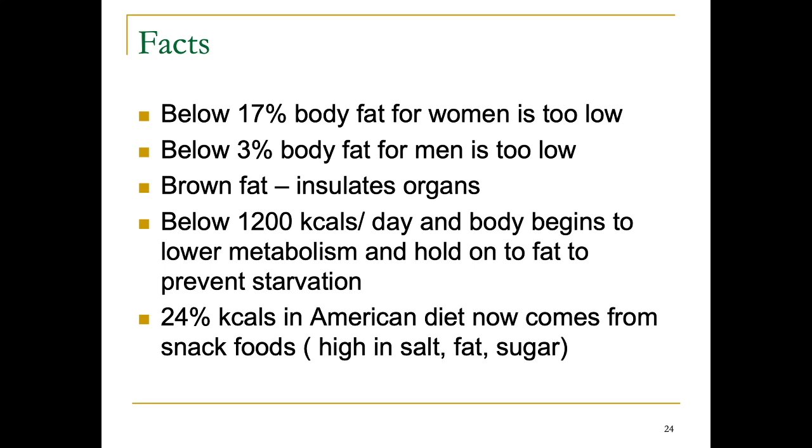Another interesting statistic is that 24% of calories in the American diet come from snack foods, which are high in salt, fat, and sugar. This combination of this type of food is very bad for you in terms of providing you the exact wrong type of calories, especially if you're overeating. If you are going to snack, you're better off snacking on complex carbohydrates that don't have fat in them.